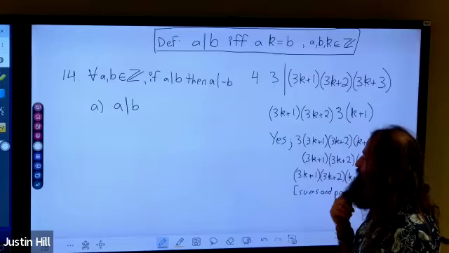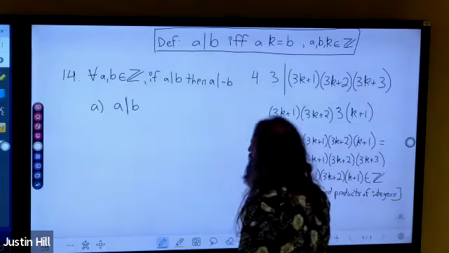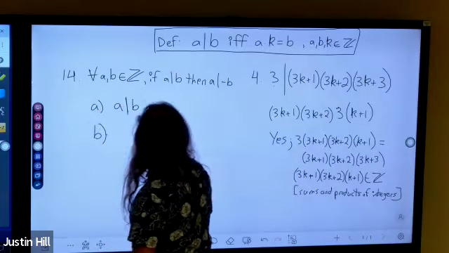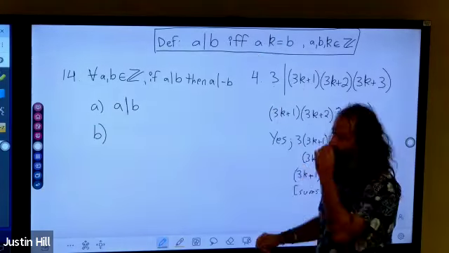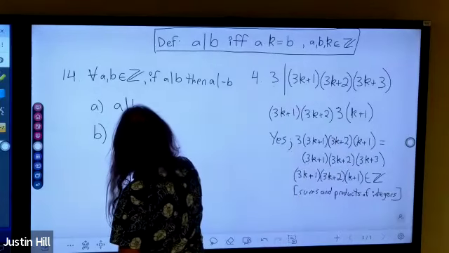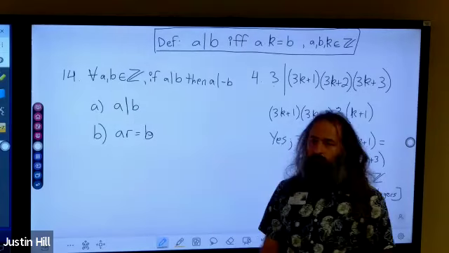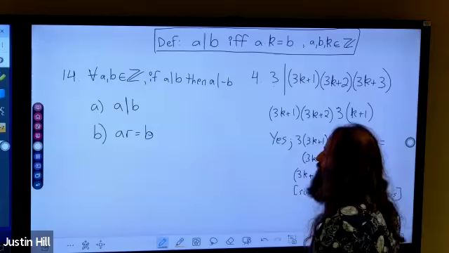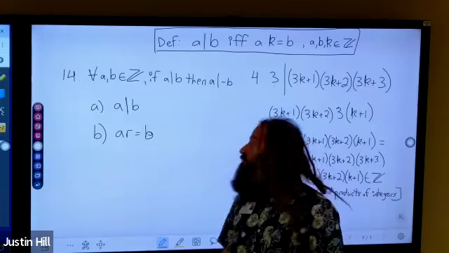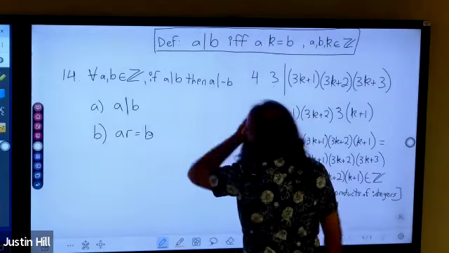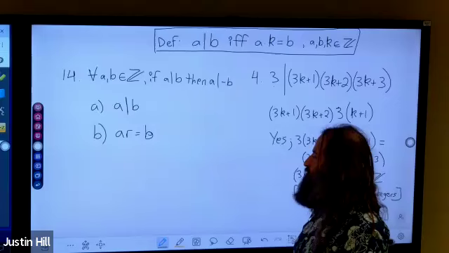She says, by definition of divisibility, there exists an integer r such that A times R equals B. So she's saying R is the integer, basically, that A times R equals B. So it fits that definition there. You start with your suppose. The suppose usually gives you a definition. So then you write out some details from that definition.